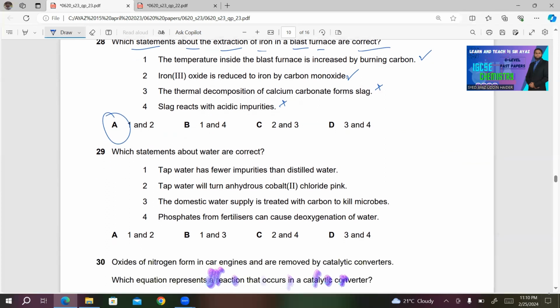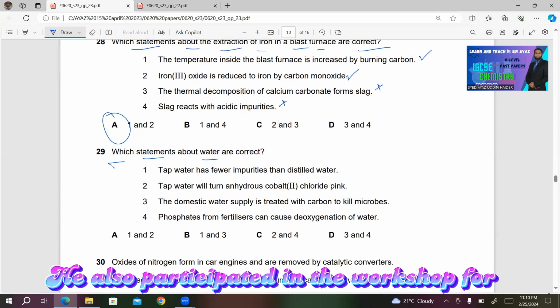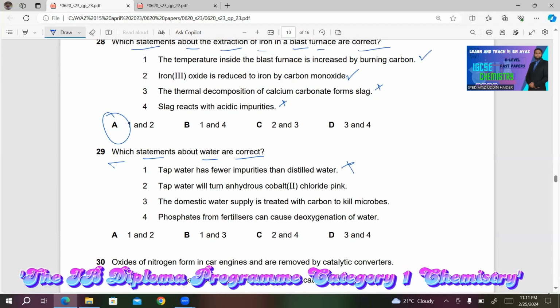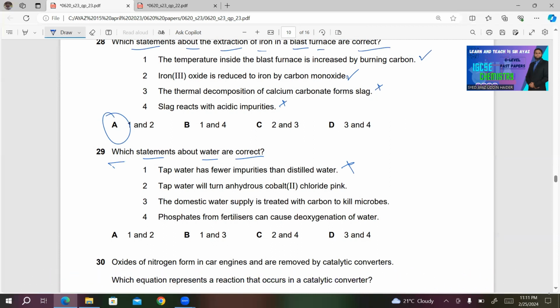Number 29. Which statements about water are correct? Number 1, tap water has fewer impurities than distilled water. This is incorrect. Number 2, tap water turns anhydrous cobalt(II) chloride pink. This is a correct statement. Number 3, the domestic water supply is treated with carbon to kill microbes. This is incorrect because carbon is used to improve taste and odor. Number 4, phosphate from fertilizers can cause deoxygenation of water. This is also correct. So 2 and 4 are correct. C must be the right answer for this question.